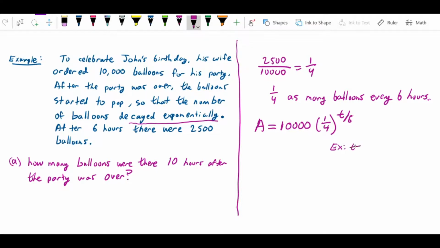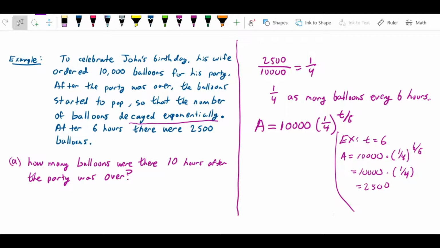So what this would mean is that if, for example, t equals 6, this equation would be A equals 10,000 times 1/4 to the 6 over 6, which is 10,000 times 1/4, or 2,500. So as you can see, it actually does work. If I use this equation, I get the exact numbers that I have in the problem. And of course, if t was 12, then this exponent would be 12 over 6, or 2. So then I'd be multiplying the original amount by 1/4 times 1/4.